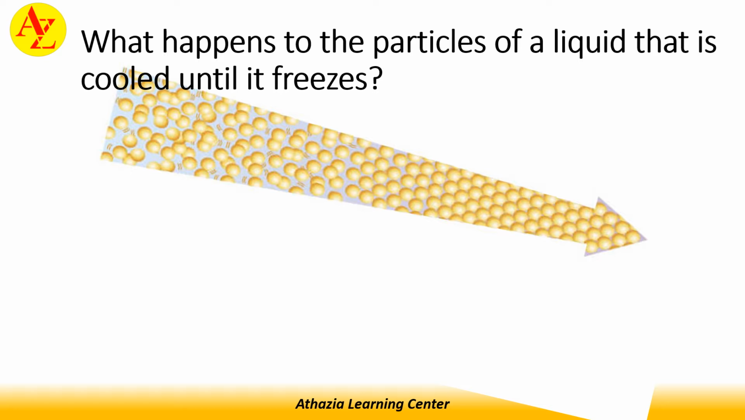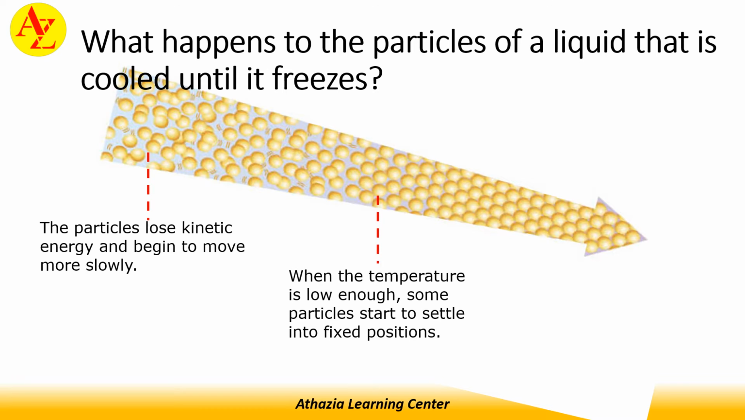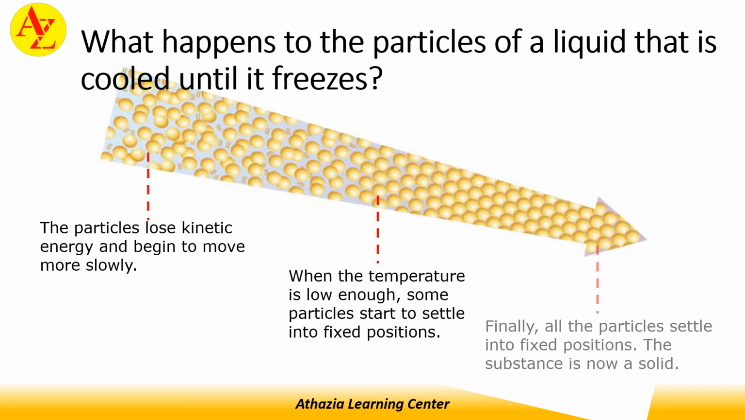What happens to the particles of a liquid that is cooled until it freezes? The particles lose kinetic energy and begin to move more slowly. Then when the temperature is low enough, some of the particles start to settle into fixed positions. Then finally, all the particles settle into fixed positions. The substance is now a solid.